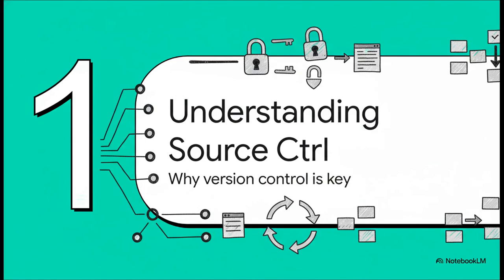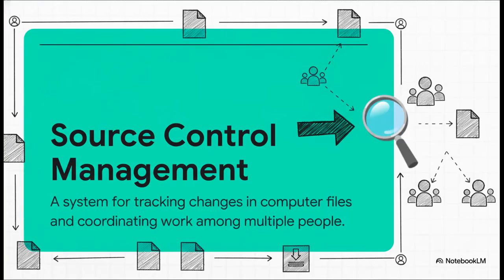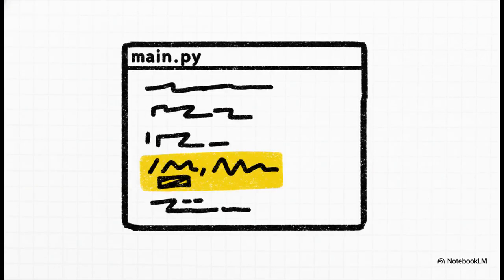Look, before we get into all the fancy commands, it's really important to get why a tool like Git is an absolute game changer for any project, no matter the size. So what in the world is Source Control Management, or SCM? Think of it like this. First, it's a time machine for your code. It tracks every single change you make to your files, so you have this perfect history you can rewind to at any time. And second, it's like an air traffic controller for your team. It helps coordinate all the work from different people so their changes can merge together nicely without causing a total mess.